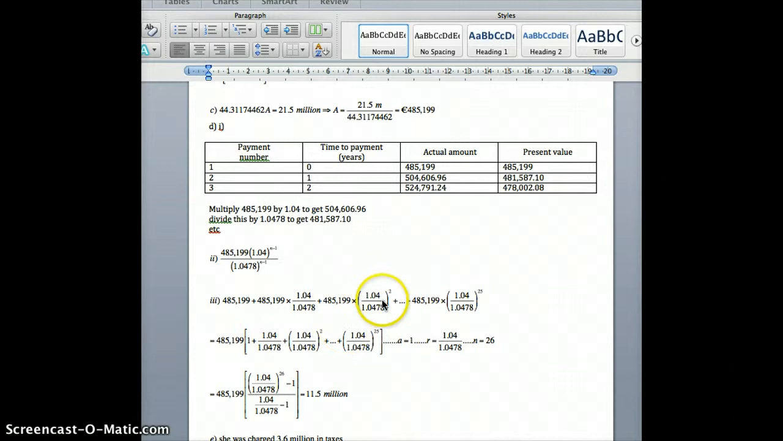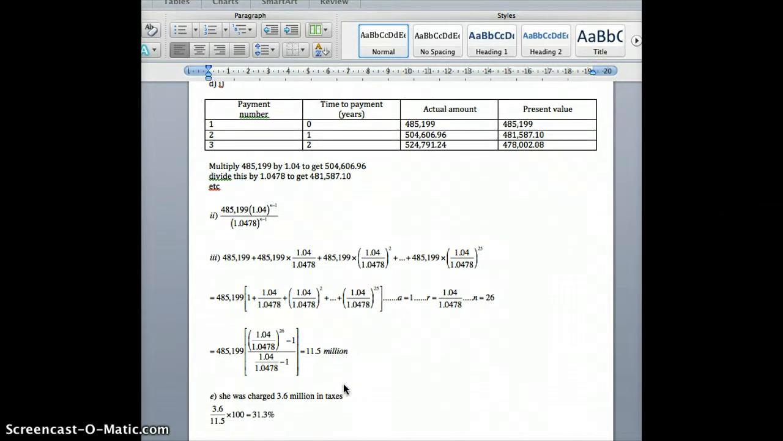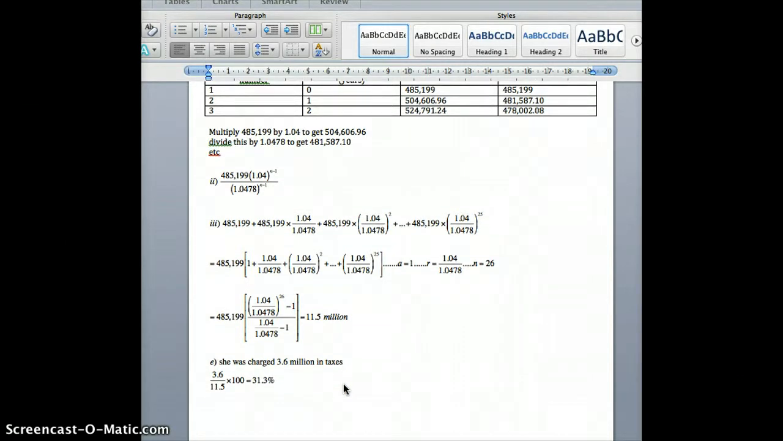And the third one is going to be 485,199 multiplied by 1.04 squared to get you this value, divided by 1.0478 squared. So a combination, you're multiplying by 1.04 divided by 1.0478 all to the power 2, and the very last payment you're multiplying by that to the power 25. As usual, take out your factor of 485,199. You're left with all these terms. A is 1, R is the awkward fraction, N is 26. Plug it into the usual formula, you get 11.5 million. Nothing too hard there, apart from being careful to key in everything properly.